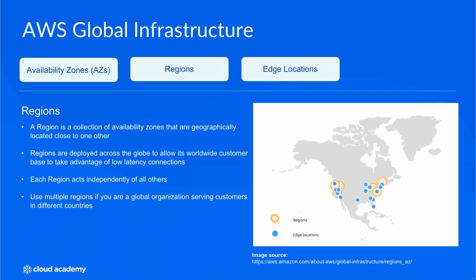Excellent, good point. So let's now move on to regions. Now, the region is simply a collection of availability zones that I just explained, and there are regions all over the world. This helps to allow AWS and its customers to really build a global presence. The regions themselves act independently from all other regions. And I think at the moment there are 24 different regions, but this number grows every year. I keep seeing announcements that new regions are being released by AWS.